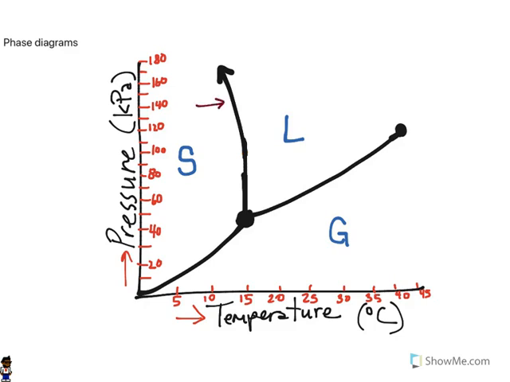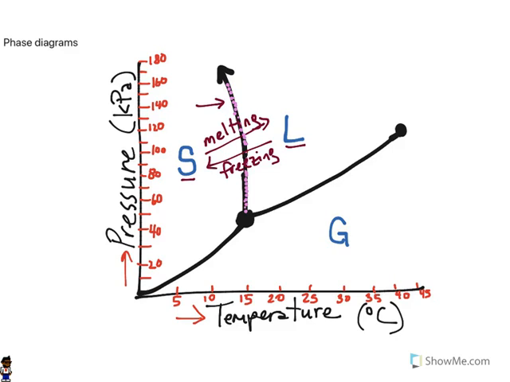This curve right here separates solid from liquid. What that means is this curve is actually just a bunch of points that separate solid from liquid. Well, you know that going from solid to liquid is melting, and going from liquid to solid is freezing. Well, what that means is that all these points on this curve are just a bunch of melting points or freezing points.